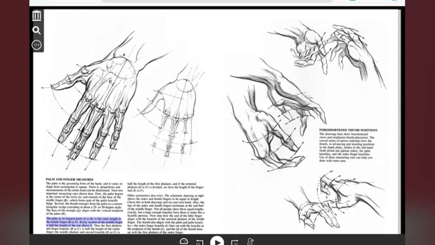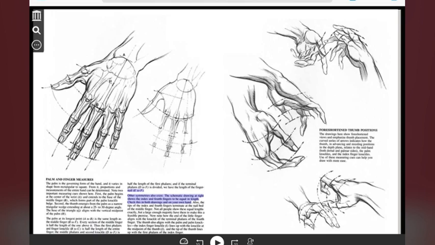The palm at its longest point, A to B, is the same length as the middle finger, B to F. Every section of the middle finger is half the length of the one above it. Thus the first phalanx and finger knuckle, B to C, is half the length of the entire finger. The middle phalanx and second knuckle, C to D, is half the length of the first phalanx, and if the terminal phalanx, D to F, is divided, we have the length of the nail, E to F.